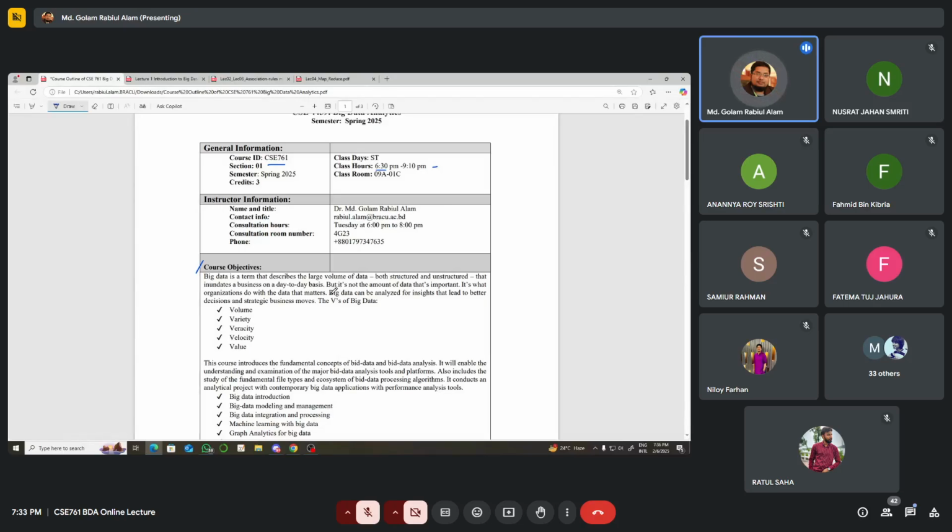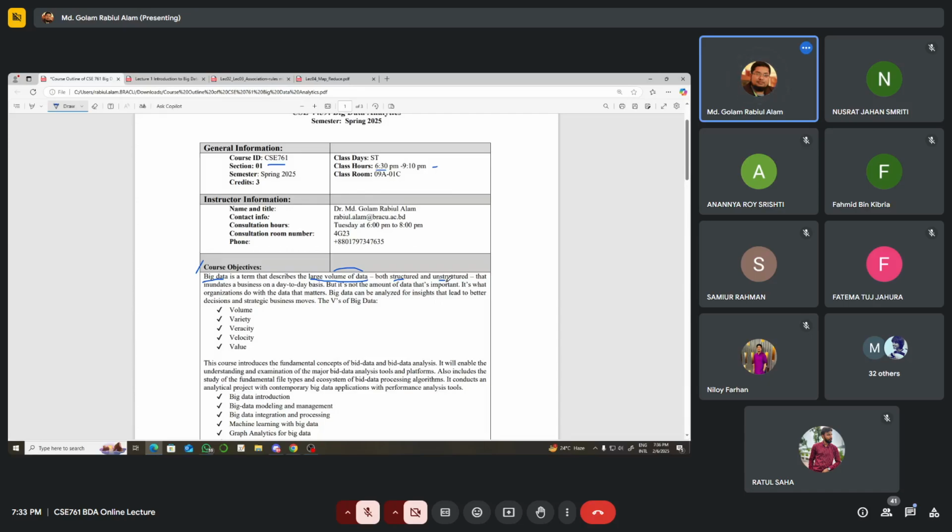So I think many of you are already familiar with the term big data. This term describes a large volume of data. So when we think about a large volume of data, it can be structured or it can be unstructured data.